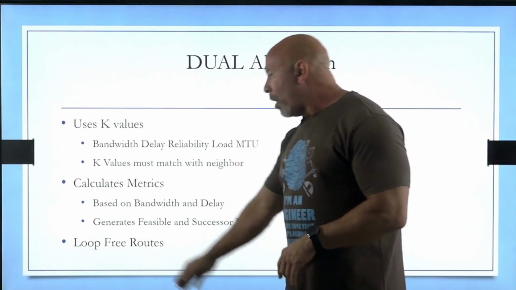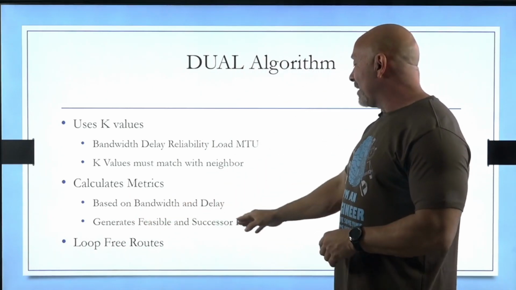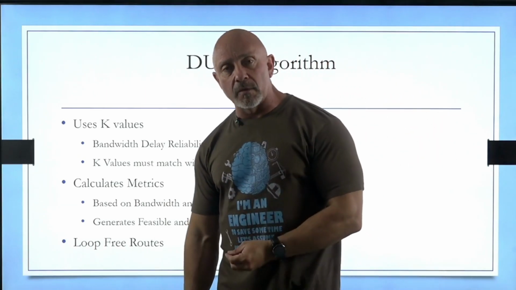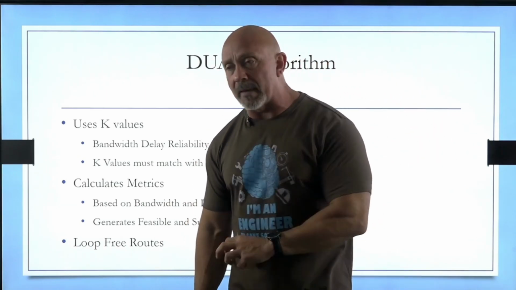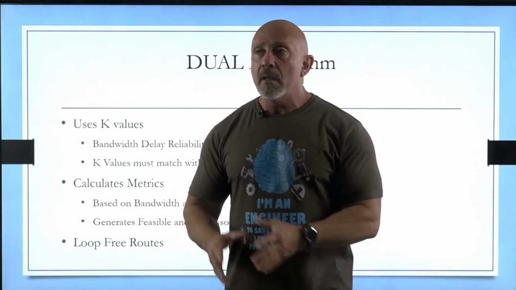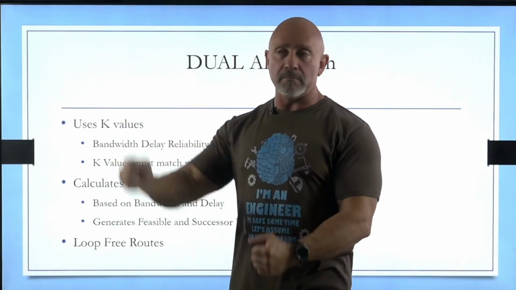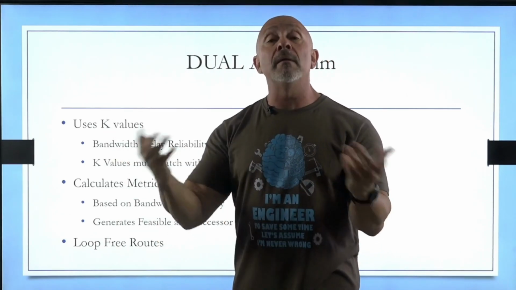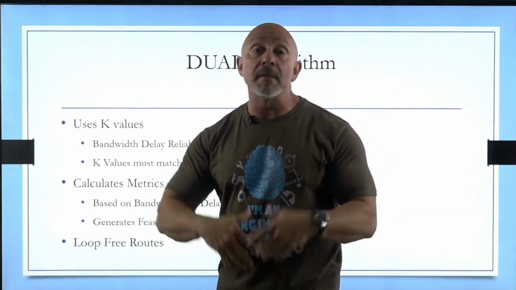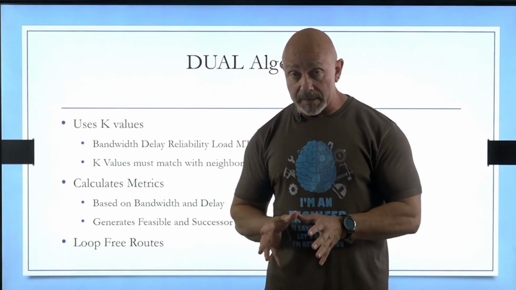And one thing that it does, it generates feasible successor and successor routes. Feasible successor and successor route. What does that mean? We'll talk about those also in a little bit more length. But basically, the successor, I've succeeded. I'm the winner. So I will end up in the routing table. The feasible successor came in second place. So he's going to end up in the topology table.